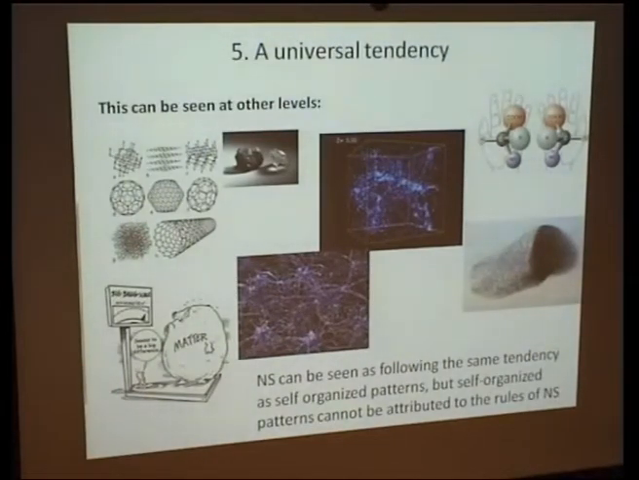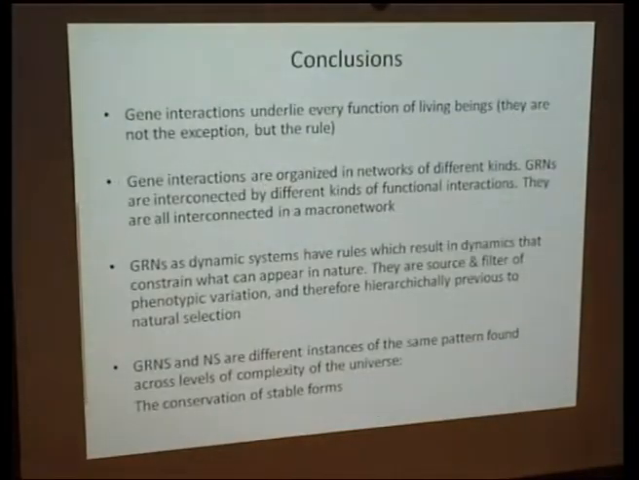And, well, you can even extend maybe this issue to things like the large-scale structure of the universe, that if you modify certain patterns, instead of getting this, which is ours, you could get another configuration. And of course, there's also the asymmetric decay of matter, that you have a lot more matter than antimatter. And yeah, maybe you think it's extrapolating a lot, but well, it seems to have a certain pattern. And of course, the neural networks have their own rules. So you can also see that natural selection follows the same tendency as self-organized patterns, but self-organized patterns and many other things cannot be attributed to the rules of natural selection.